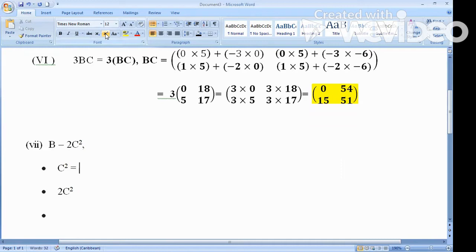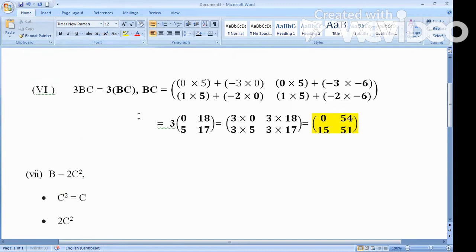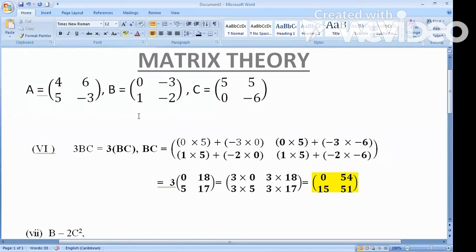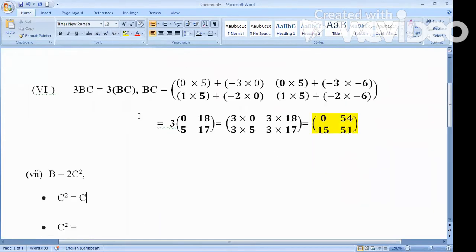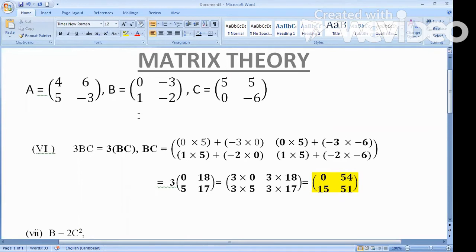Sir, what I did, C is 5, 0, 5, negative 6. So I said 5 times 5 is 25, 0 times 0 is 0, 5 times 5 is 25, and negative 6 times negative 6 would be 36. Then I times it by 2. No, that would be wrong.